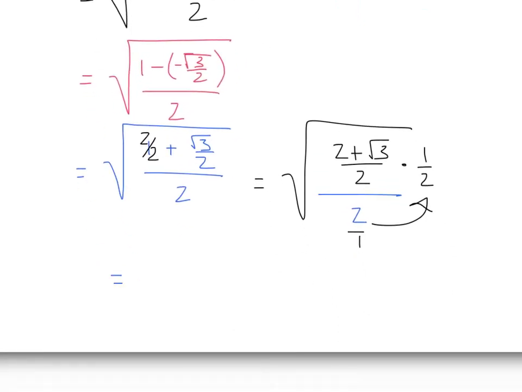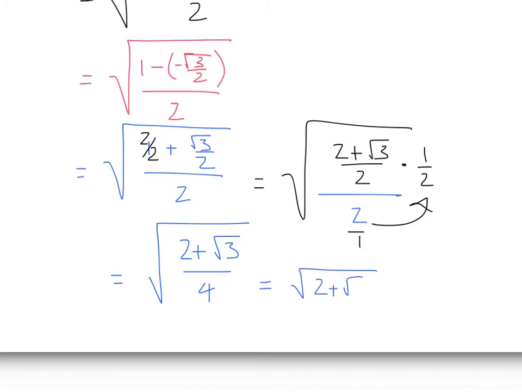So when I rewrite it, I get the following. I get 2 plus root 3 over 4. And can you take the square root of 4? Good. So your answer is square root of 2 plus root 3 over 2. And that's the exact value using the half angle formula.